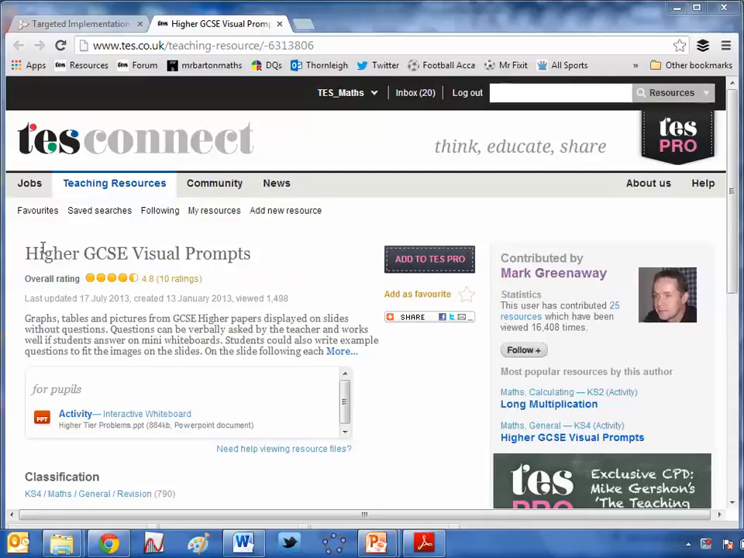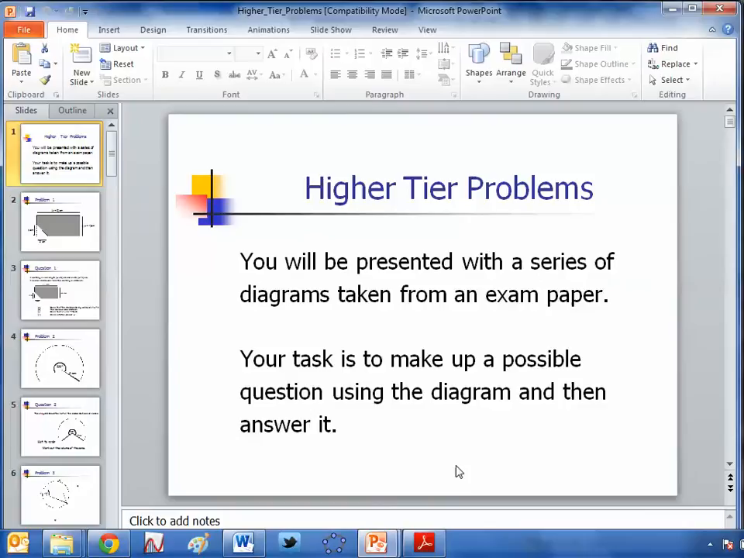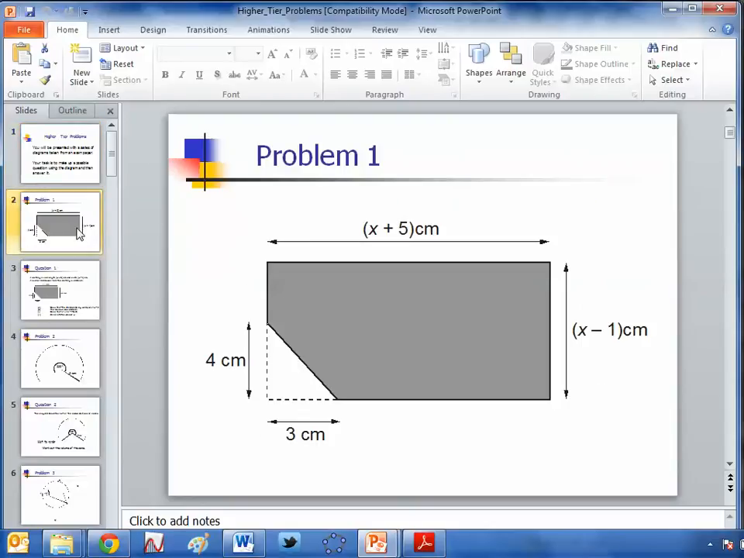It's absolutely wonderful. Higher GCSE visual prompts that's kindly been uploaded by a wonderful resource sharer, Mark Greenaway. I've been a fan of his work for a good few years now. And it's a PowerPoint presentation, and it looks like this. And there's the instructions there. You'll be presented with a series of diagrams taken from an exam paper. Your task is to make up a possible question using the diagram and then answer it. And it's exactly what it says.